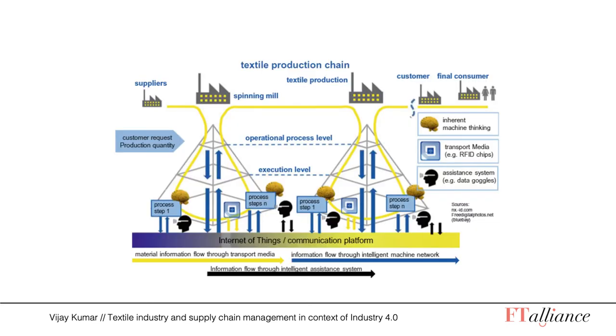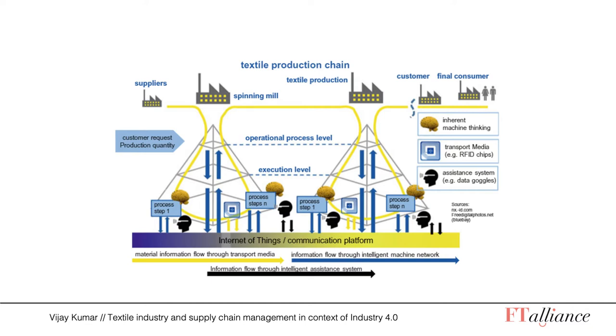So this is one example of a textile production supply chain. Here we see the conventional supply chain. In the topmost layer we have suppliers, spinning mills, textile production, customers, and the final product. But in the topmost layer, more or less it is the transfer of physical products. Then we have different layers in each process.